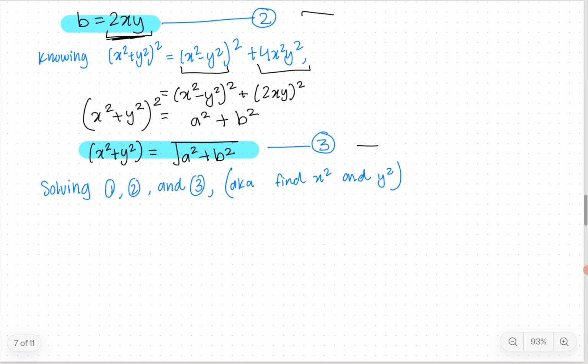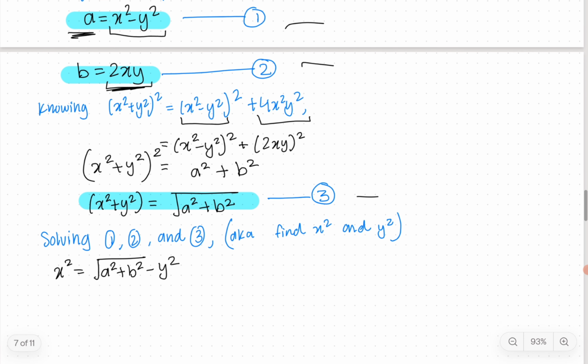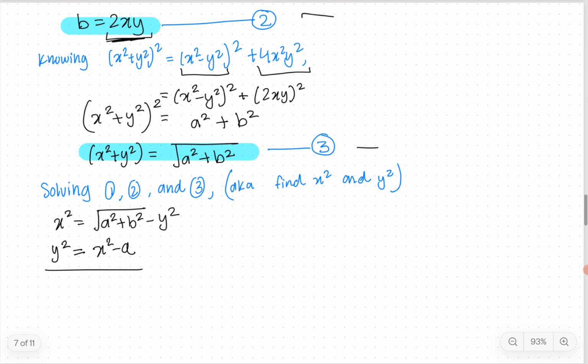From equation 3, we know that x squared equals the square root of a squared plus b squared minus y squared. I just subtracted y squared from both sides. From equation 1, we see that y squared equals x squared minus a. Substituting this y squared into here, we get x squared equals the square root of a squared plus b squared minus x squared plus a.